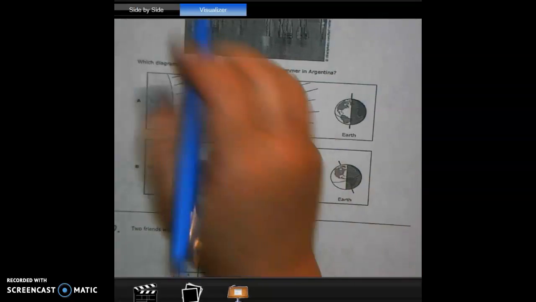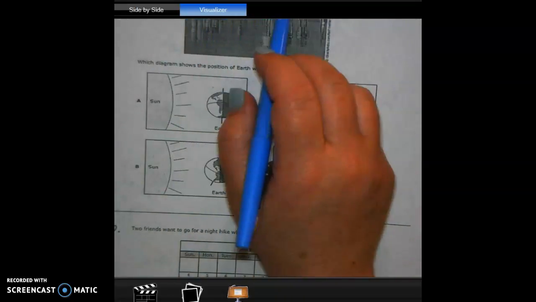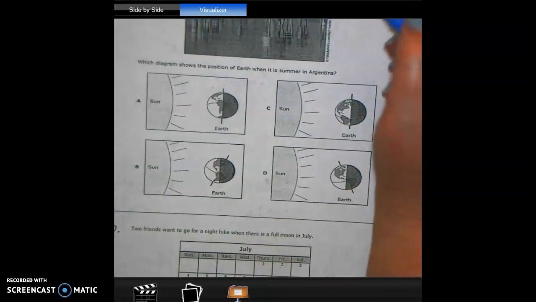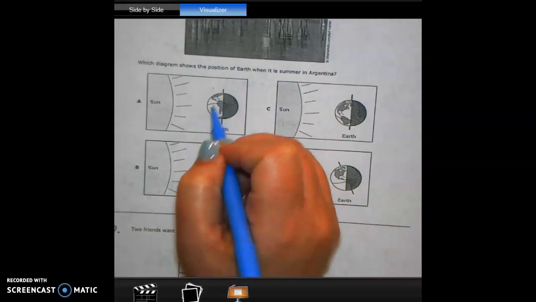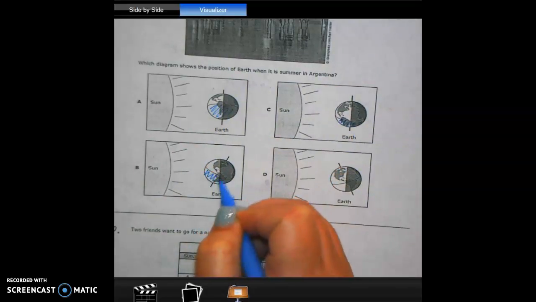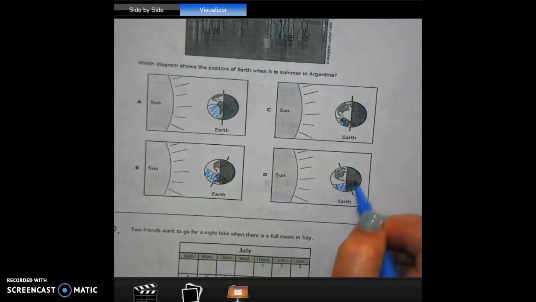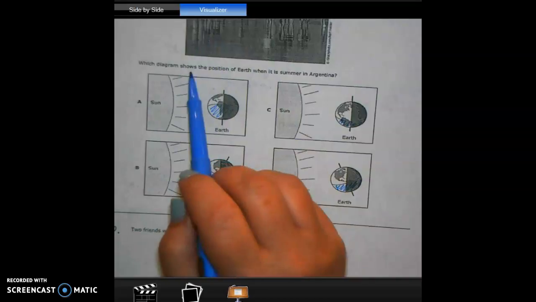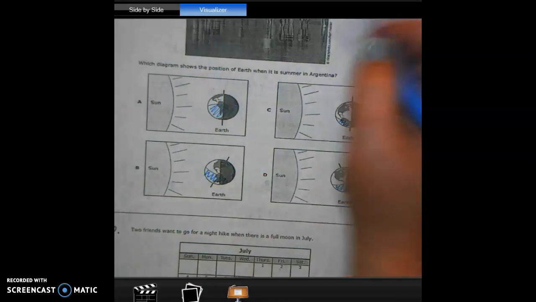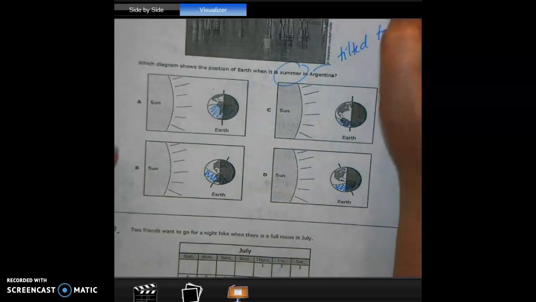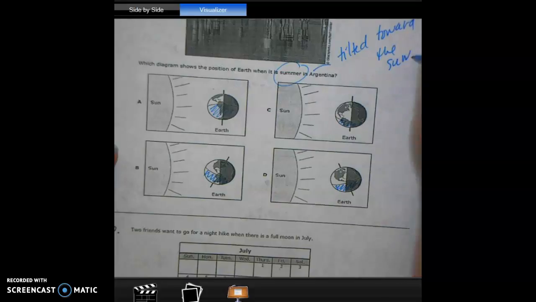Okay, number 9. In the summer, many people are going to enjoy the beach. The photographer shows a beach in Argentina, which is located in the southern hemisphere. So we know we're looking at the bottom half of the globe. That's where the southern hemisphere is. And which diagram shows the position of Earth when it's summer? We know during summer we're going to be tilted toward the sun. That's the only way for it to be summer.